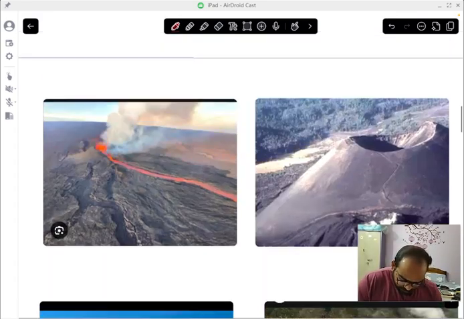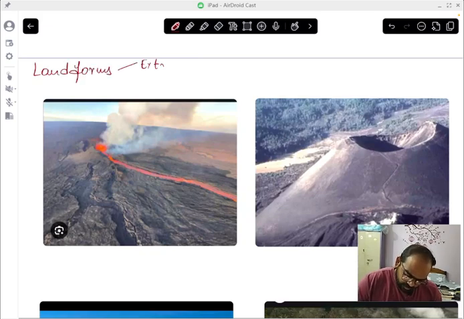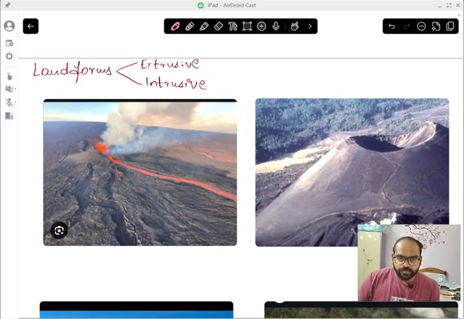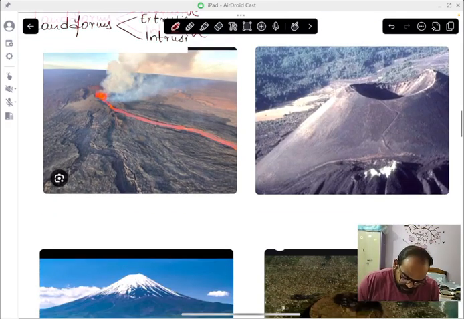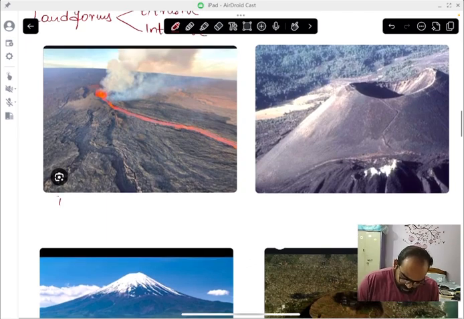Next, landforms associated with volcano. They are extrusive and intrusive. Extrusive means they are formed on the ground. Intrusive means they are formed inside of the earth. First one would be shield volcano.